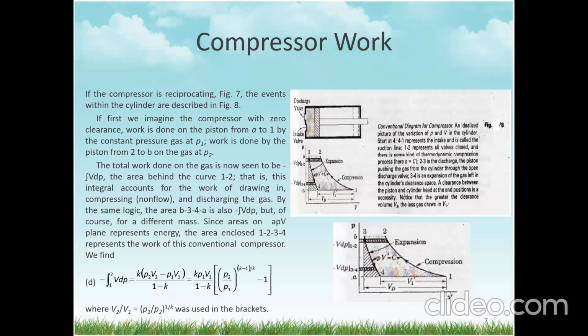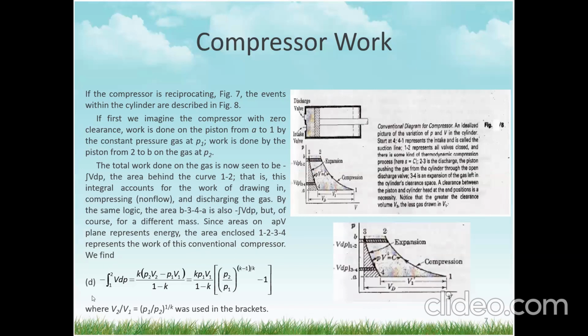By the same logic, the area B3A to is also negative V dP. Negative to, dito yung minus. Yan. Negative yan. Dito yung minus. But of course, for a different mass, since areas on PV plane represent energy, the area enclosed 1, 2, 3, 4 represents the work of this conventional compressor.